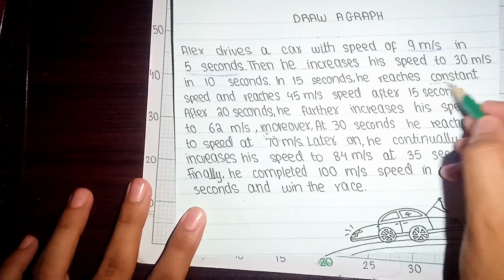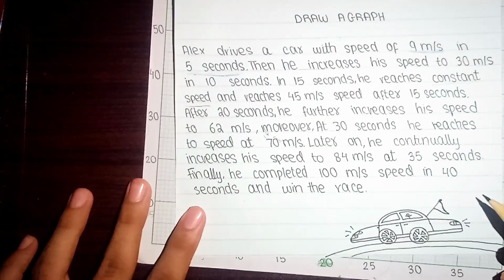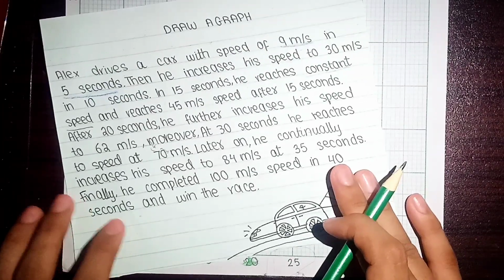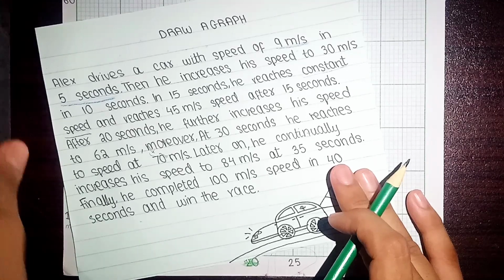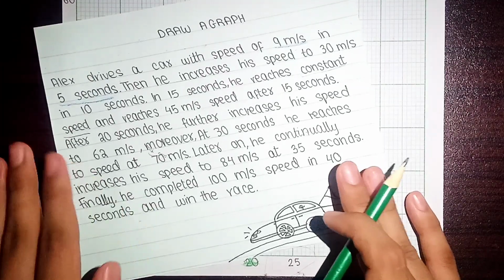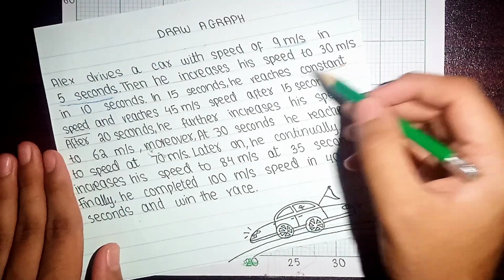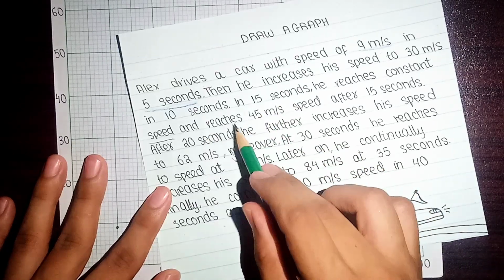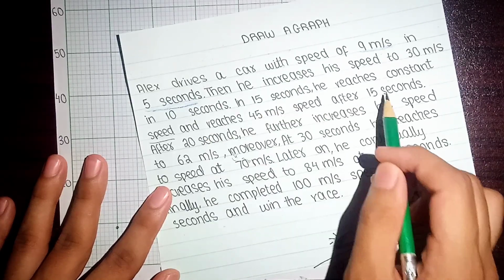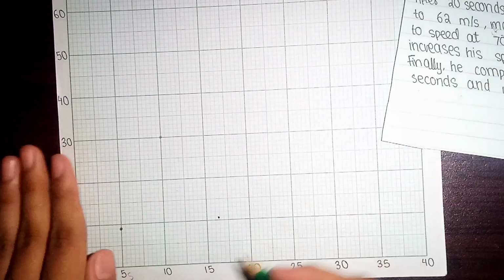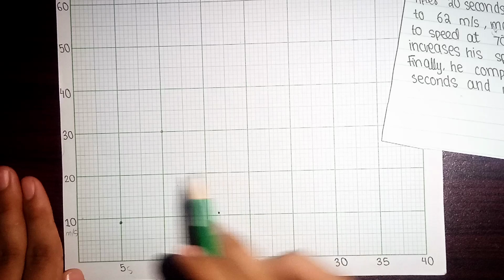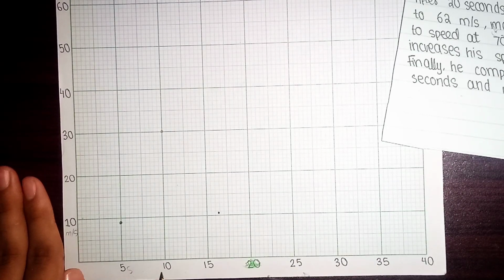Now what does constant speed mean? The one who does not know about the constant speed terminology could not solve the graph perfectly and will not get enough marks. Constant means equal, or in the state of equilibrium, which I have already taught you in the deep. What is the meaning of constant? Okay, and he reaches 45 meters per second after 15 seconds. Means after 15 seconds he reached 45, means till 15 seconds his speed was constant.